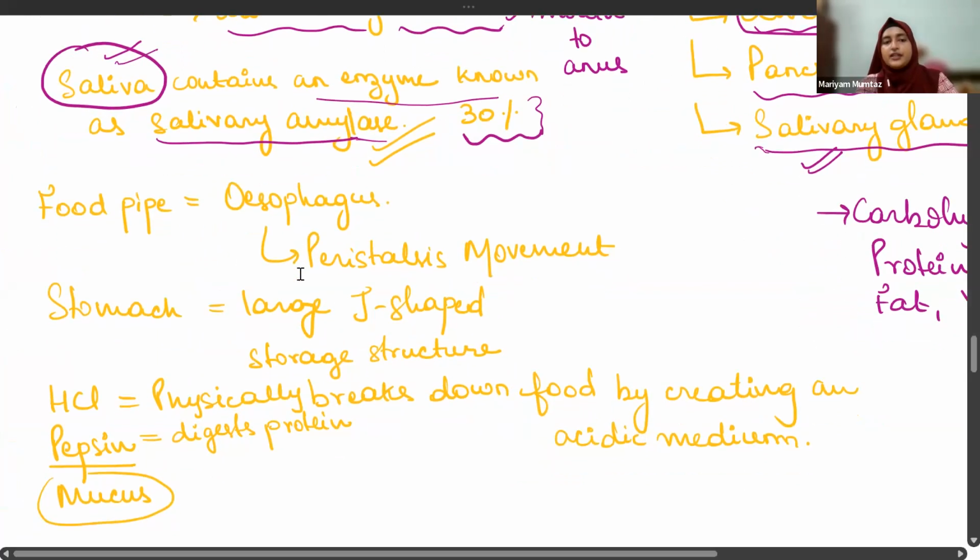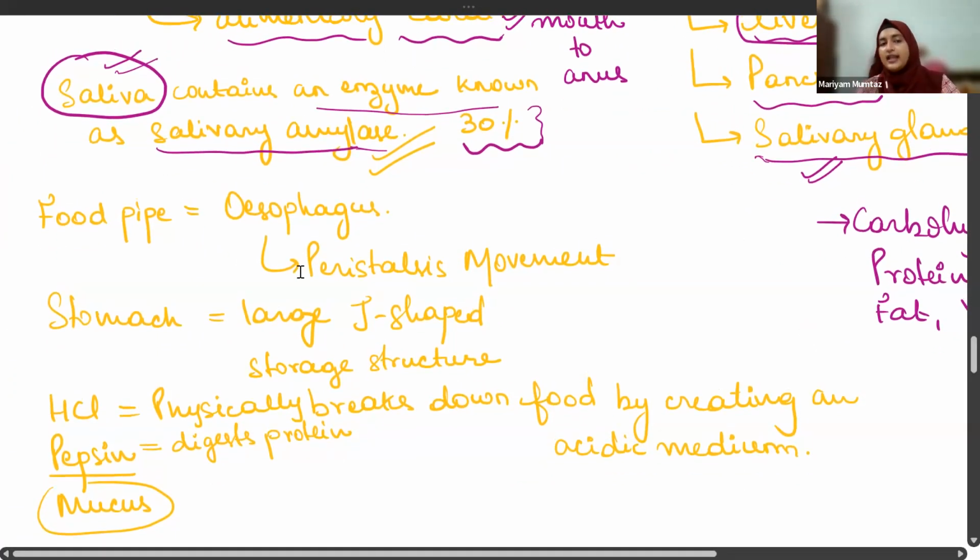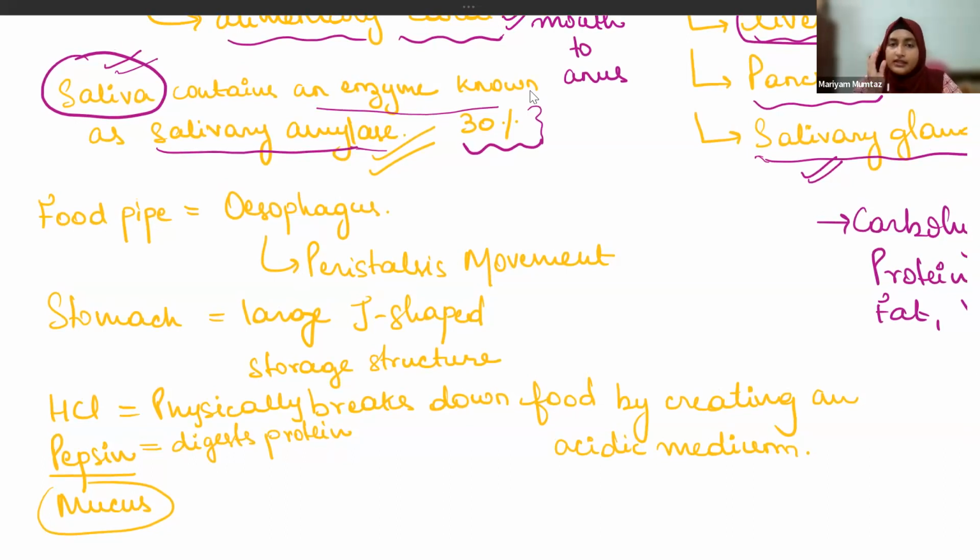So saliva contains an enzyme which is known as salivary amylase, and it acts on the carbohydrates and digests only 30% of them. 30% of carbohydrate is digested by the salivary amylase in our mouth. Is it clear? Now see, apart from digesting the carbohydrates, the saliva also performs another function. When we chew the food, we decrease the size of the food. We make it smaller so that we can swallow it.